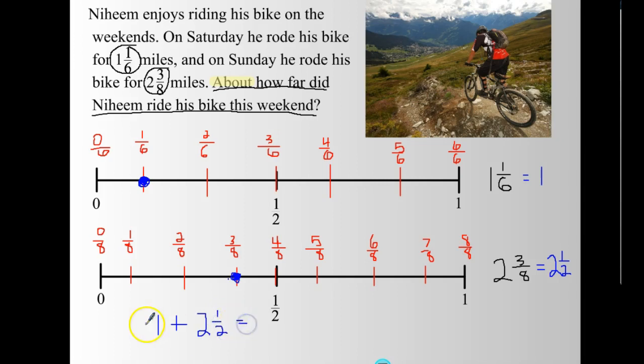It would be 3.5, because 1 plus 2 is 3. And then we don't have a fraction here, so we just have to add on this fraction of 1/2. So to answer the question of about how far did Naheem ride his bike this weekend, the answer would be 3.5.